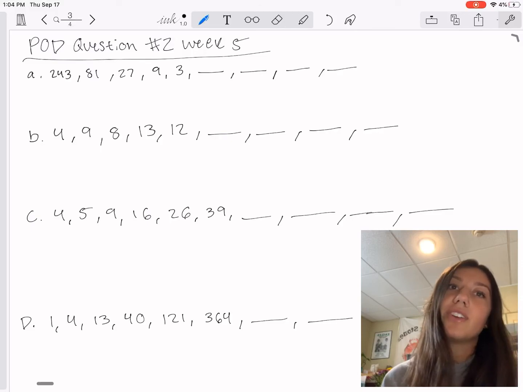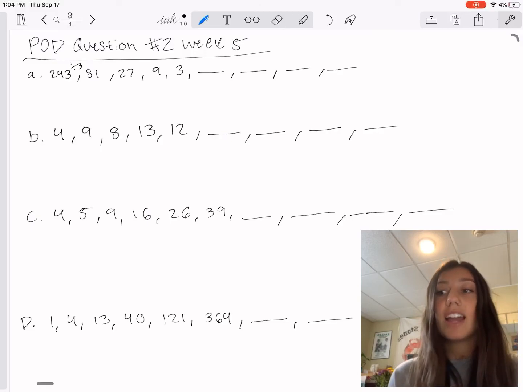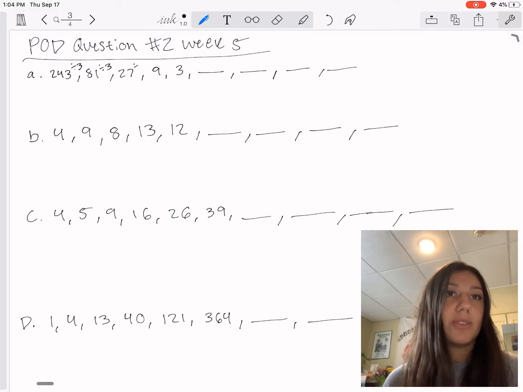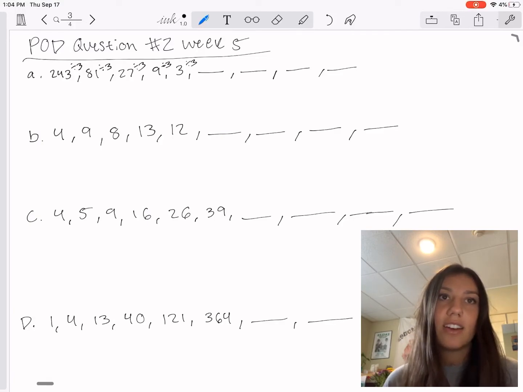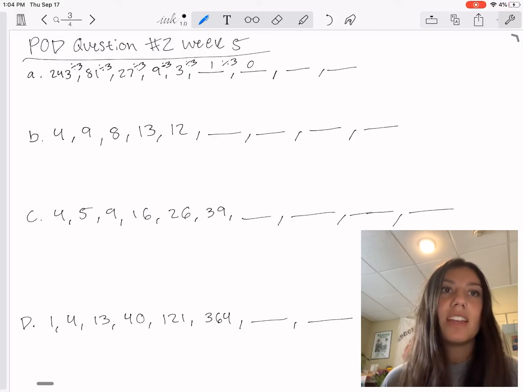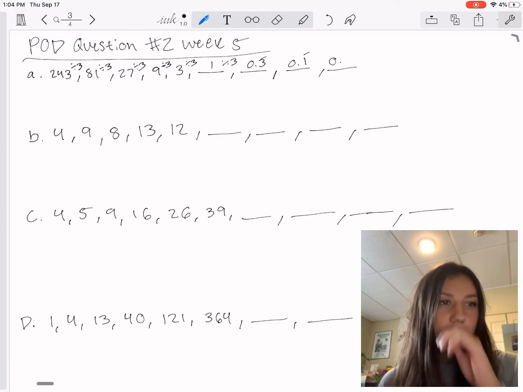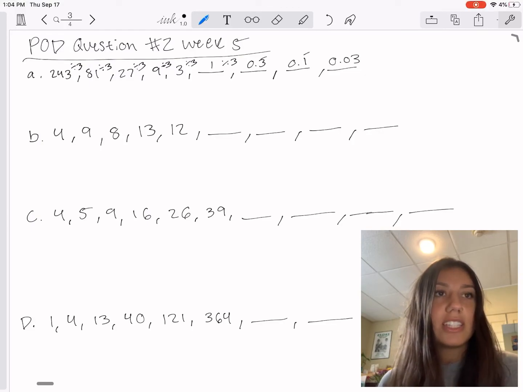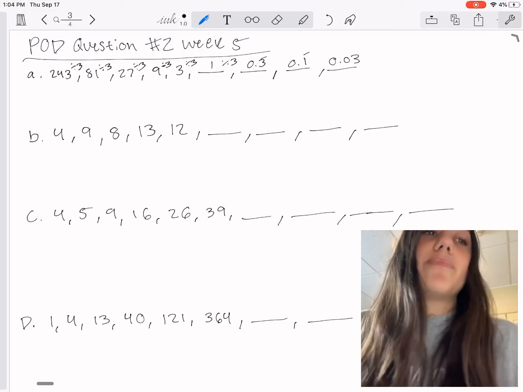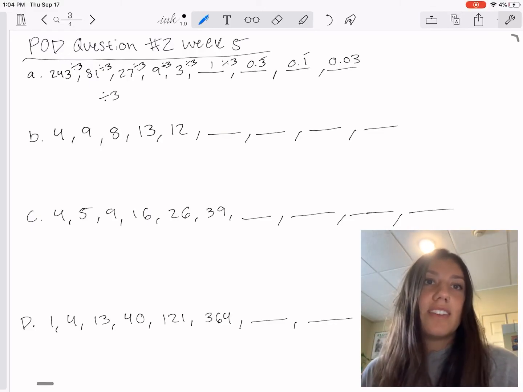But for the first one, A, I realized going backwards from 3 to 243, it's multiplying by 3. So flip it around to the normal side, it's dividing by 3. 3 divided by 3 is 1, and then I went to decimals, and I think you're allowed to stop there, but I just kept going. But anyway, the pattern is divided by 3.